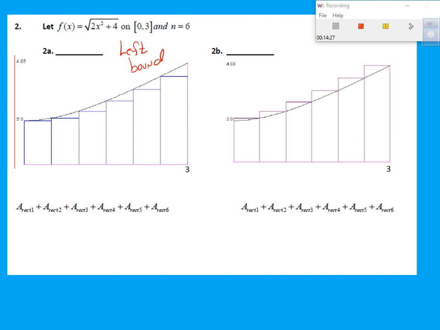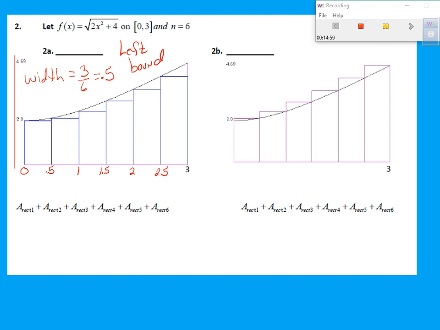Now, the width of my interval is 3, 0 to 3. And I'm going to cram 6 rectangles in there. So once again, 0.5. It's not always 0.5, even though it looks like it today. That number can change. So what I'm going to do is come down here. I know this is 0, this is 0.5, this is 1, 1.5, 2, and 2.5.